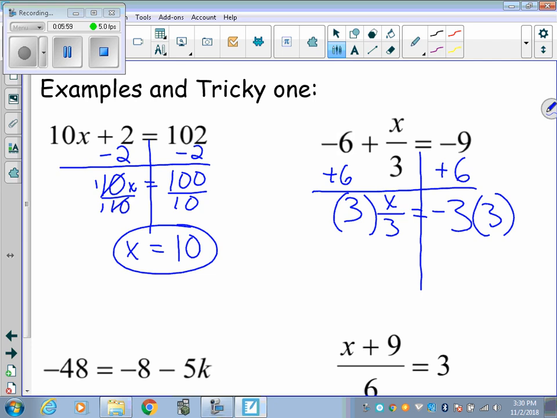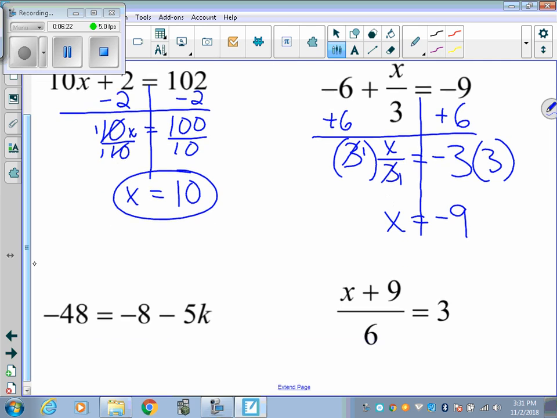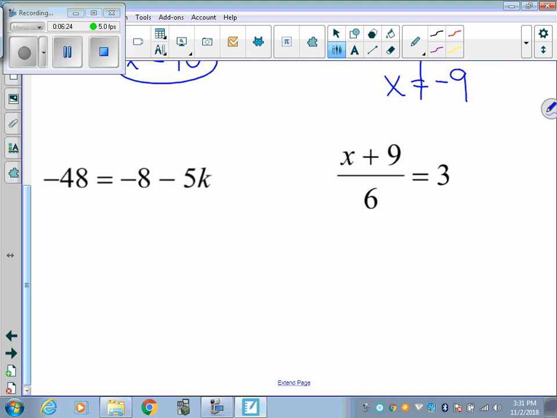And that way you notice that there's a 3 up on top that goes to 1, there's a 3 on the bottom that goes to 1, and now we're just left with x. But on the other side we have -3 times 3, which is -9. Again, just a verbal check. -9 divided by 3, well, that'd be -3. -3 plus -6, that would be -9. It works.